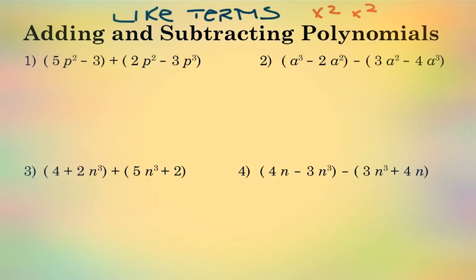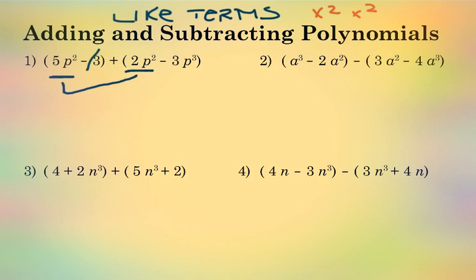So on this first one, I see 5p squared. A like term to a 5p squared is going to have the same variable, p, and the same exponent on that variable. It's going to be a p squared. So it's not going to be that minus 3. There's no p squared there. I do see a 2p squared. Perfect. We can put them together.